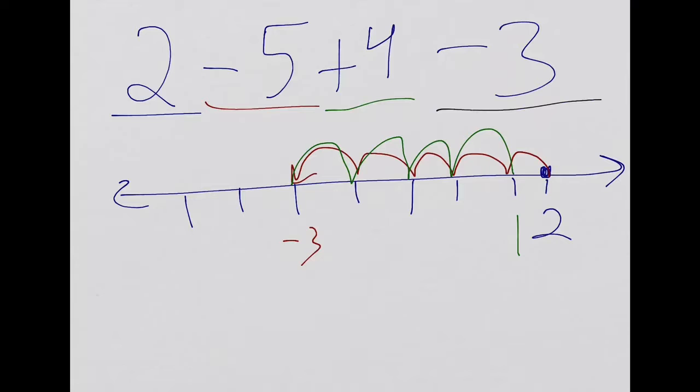And lastly, we're going to subtract 3. So from this point, we'll go left 1, 2, 3. And this brings us to a negative 2 as our final answer. This is a surefire way to remember how to add and subtract negative numbers.